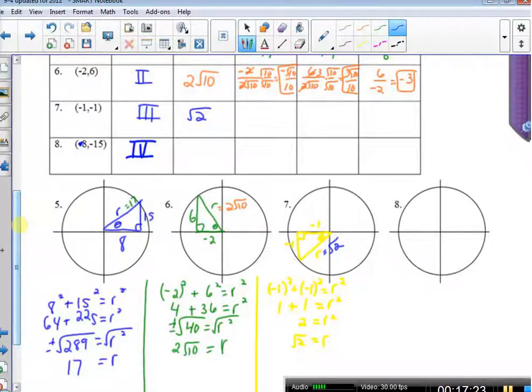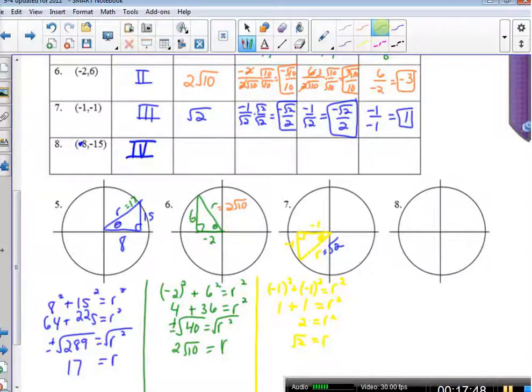Cosine is x over r, so that's going to be negative 1 over radical 2. Rationalize, and you get negative radical 2 over 2. Sine is y over r, so it's the same exact thing. And tan is just negative 1 over negative 1, which is 1.